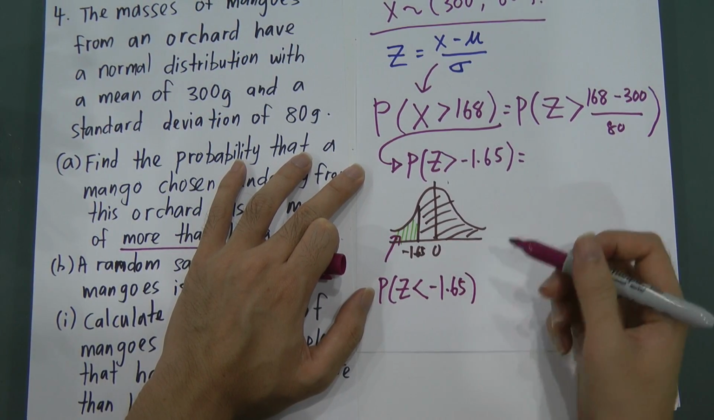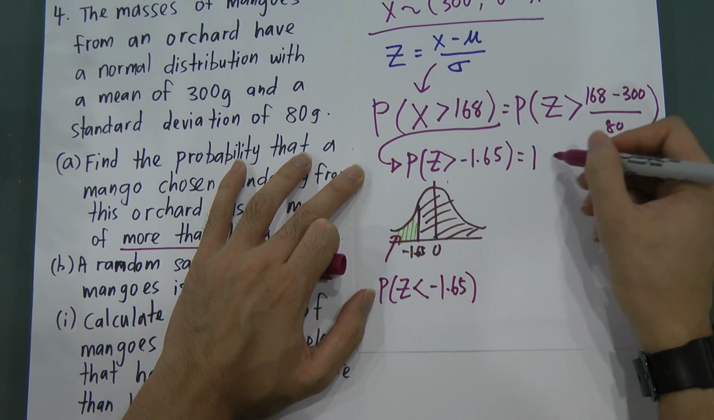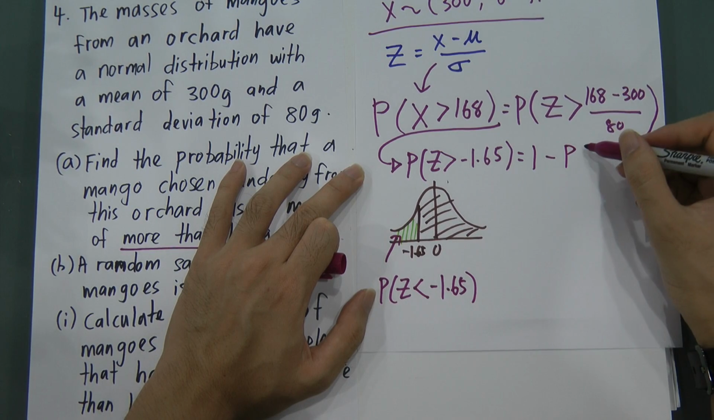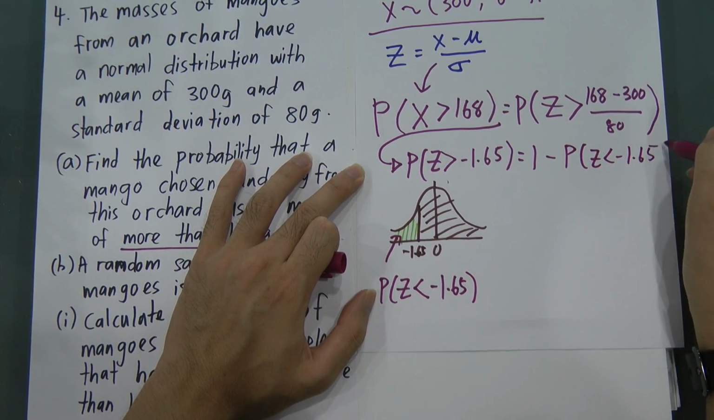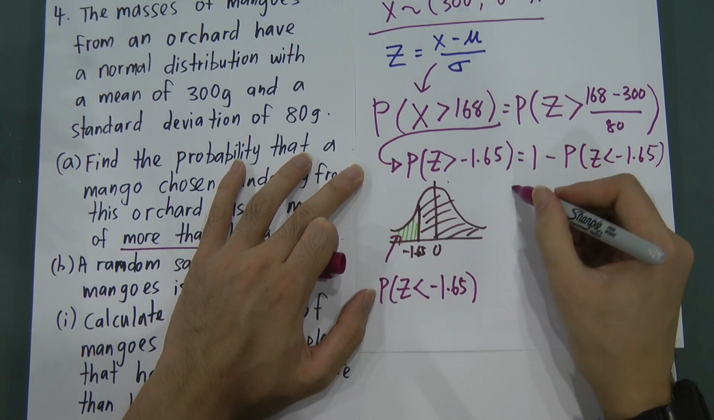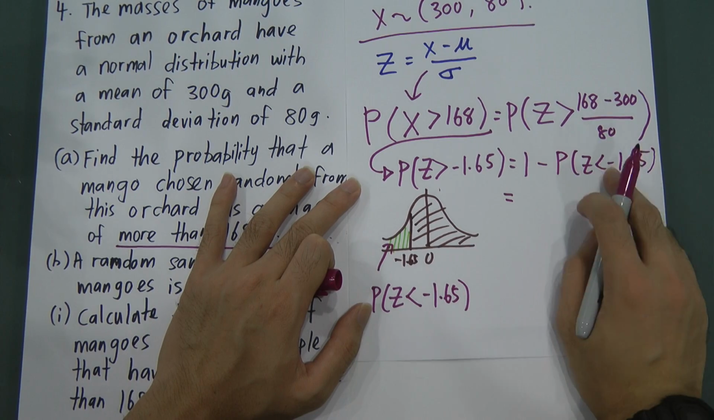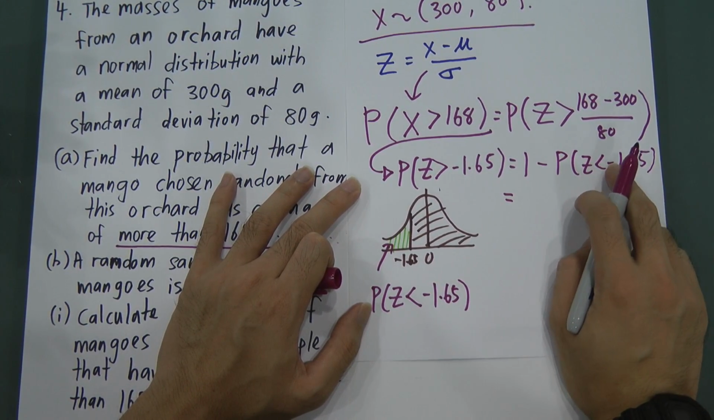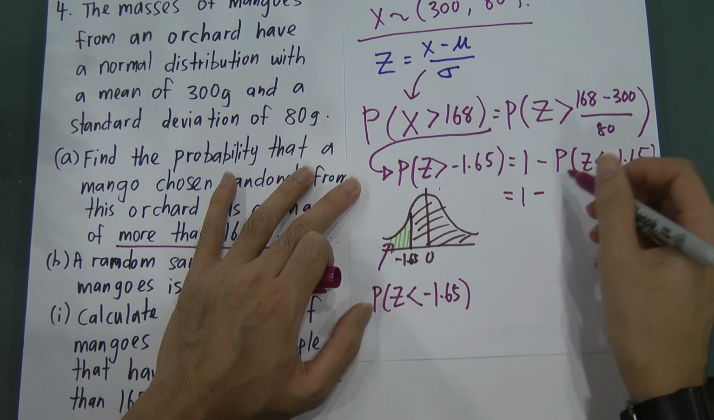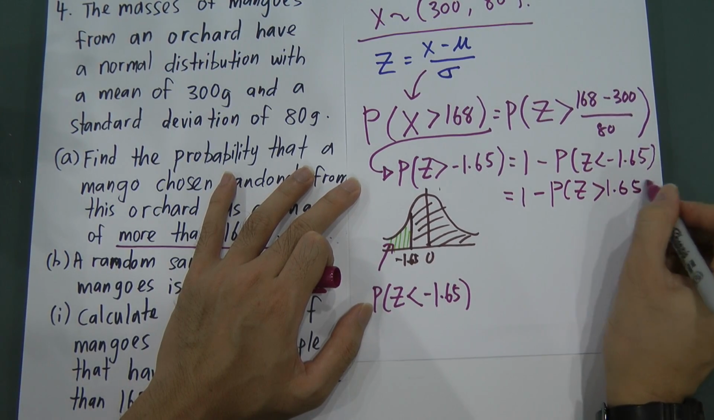Okay, got it? So I use 1 minus this one, then I can get here. So I use 1 minus the probability that Z will be smaller than negative 1.65. Okay, then in order to get the answer correctly, when you get smaller and you get negative, you can always change it to bigger, and then the negative symbol will be missing. So it's equal to 1 minus the probability that Z is bigger than 1.65.